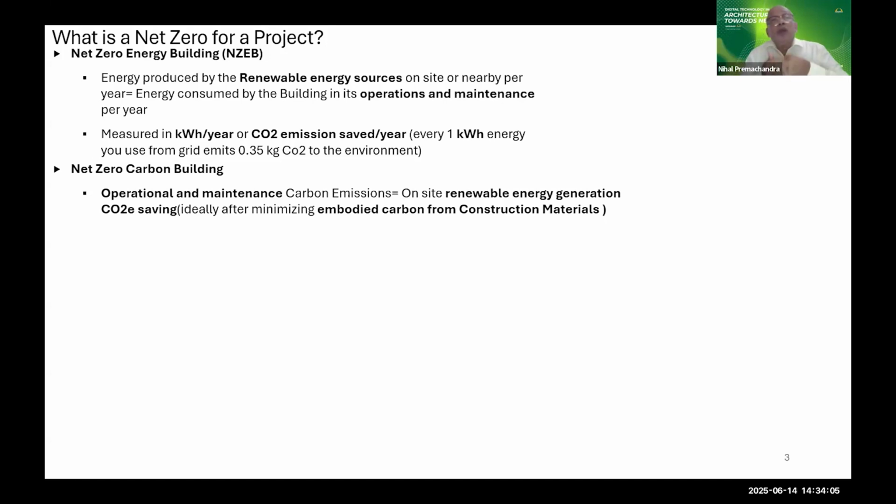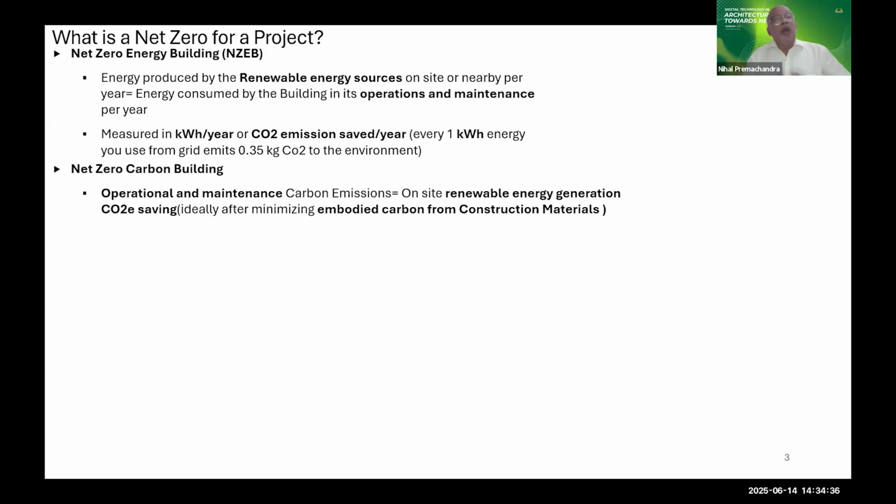Because when you use renewable energy, certain kilowatt hours per year, it has an equivalent carbon emission. So really, you are saving that particular carbon emission if you are using renewable energy. So if that is equal to the energy that is required to operate the building, maintain the building, there you are, a net zero energy building is there.